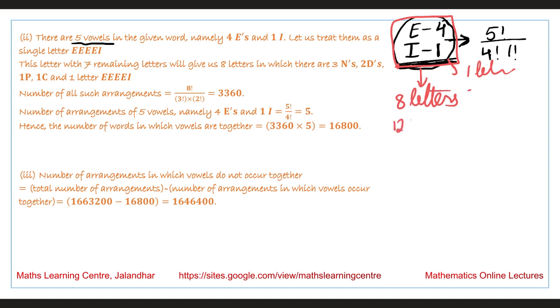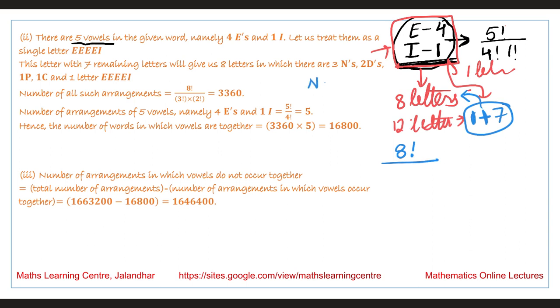Total we have 12 letters, out of which we are considering the letter consisting of all the vowels as one letter, and the remaining letters are 7, so the total we have is 8 letters. So the answer we obtain in this case, how many arrangements can be made? It is 8 factorial divided by, now how many of them are repeated? We have N thrice and D twice. These two are repeated. So it is 3 factorial into 2 factorial.